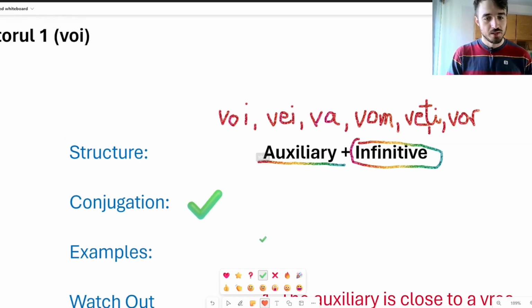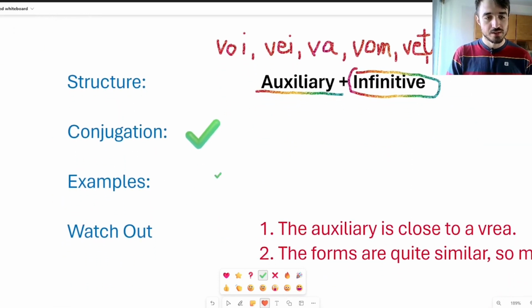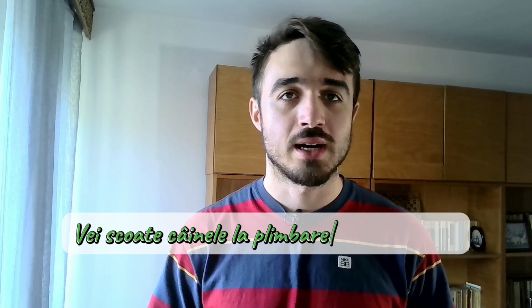Perfect. Let's move to some other examples. So now for the examples, I will give you a bit of variation. I will give you one that is affirmative and interrogative. So a question. Vei scoate câinele la plimbare în seara asta? So will you take out the dog for a walk tonight?